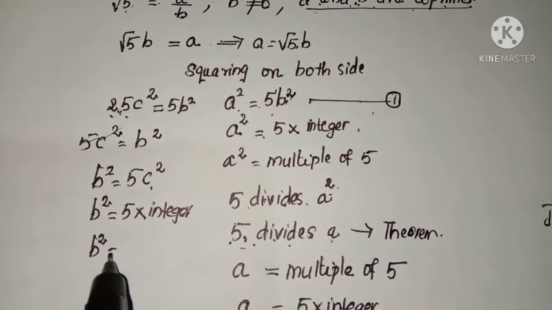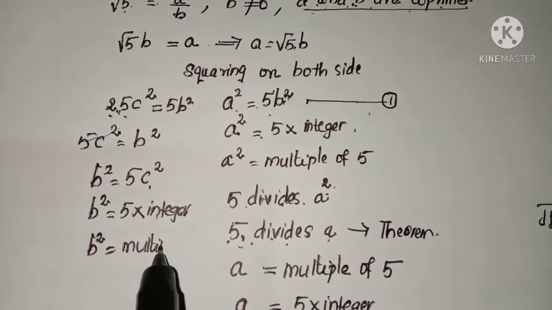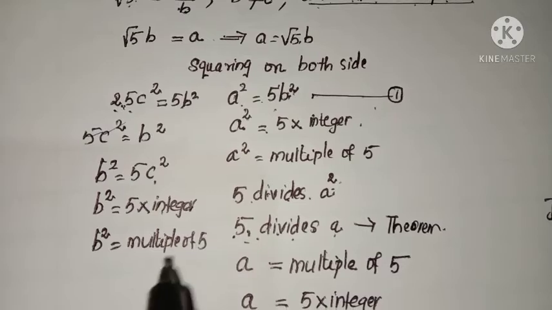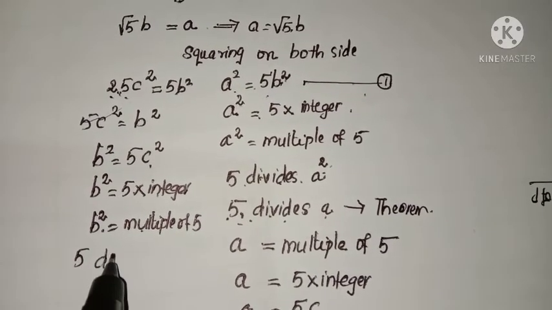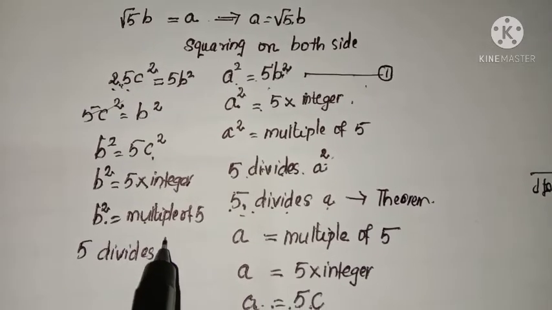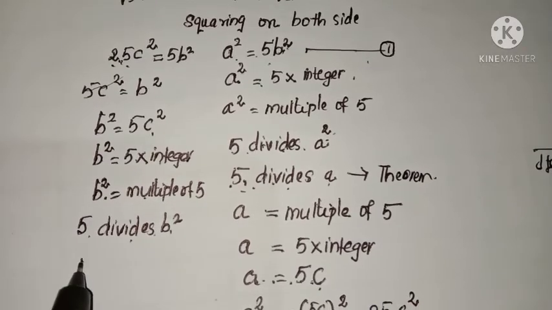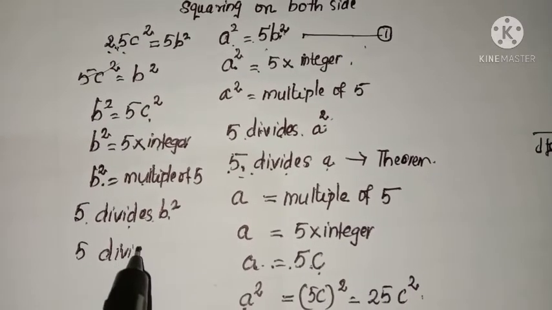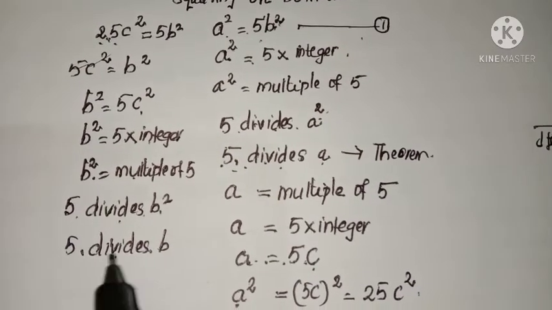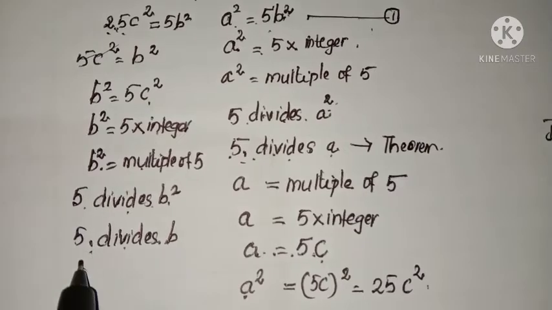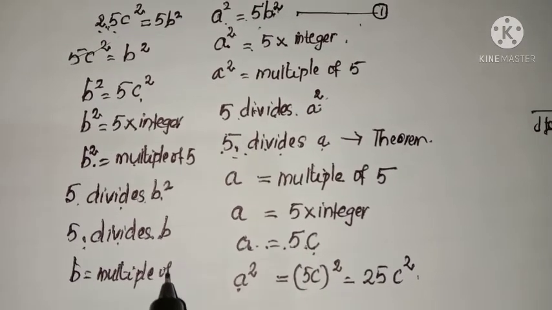That is, B² is 5 into an integer, which means B² is a multiple of 5. B² is a multiple of 5 means 5 divides B². Then again by the theorem, if 5 divides B², then 5 divides B. 5 divides B means B is a multiple of 5.